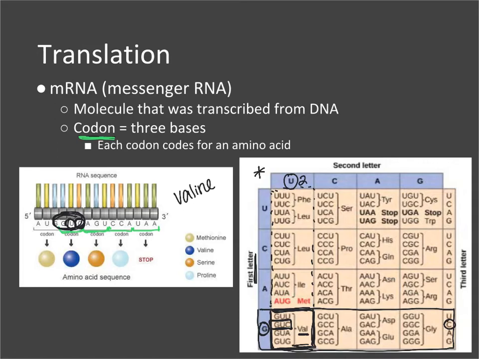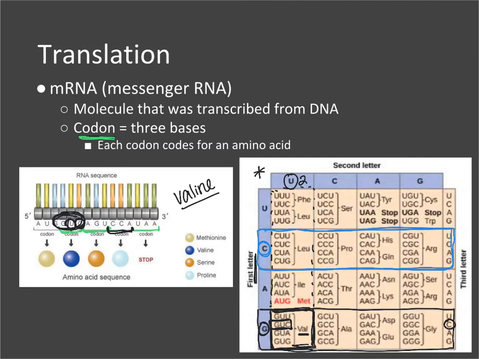So anytime there is a GUC on an RNA sequence, it's going to code for an amino acid known as valine. Now we can look at this other codon here. So we have CCA. Let's do this one in blue. In this one, our first letter is C. So we know that the amino acid is going to be in this row right here.